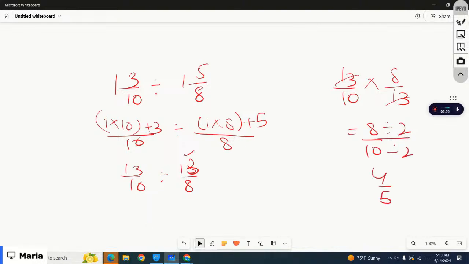The correct option is 4 over 5. If you have any question related to the example I just did, please ask. I will explain again. So if you have any question, please ask. Any question?